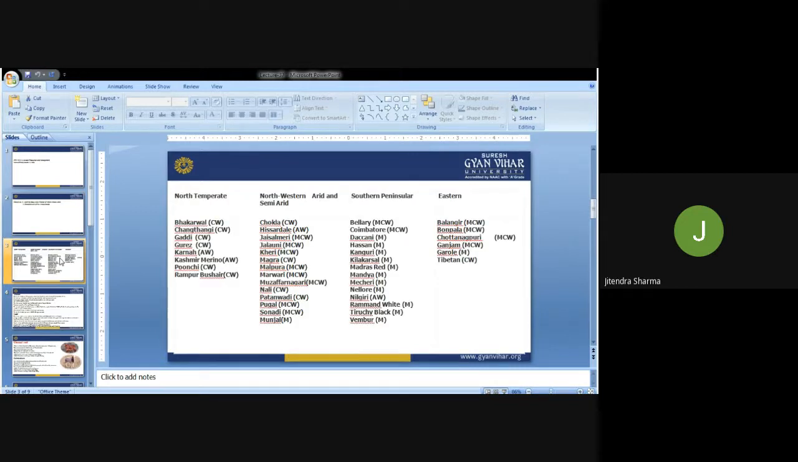On the basis of the climatic conditions, the sheep herd is divided into four categories. Number one, the north temperate region, then the northwestern arid and semi-arid region, the southern peninsular region, and the eastern region. It means that under the four categories we have different types of sheep population, and they have different characteristics. The north temperate region is comparatively cooler, and most of the hilly area is here.